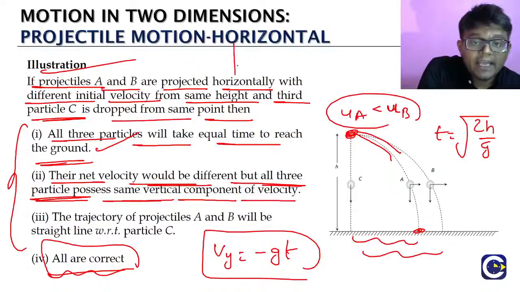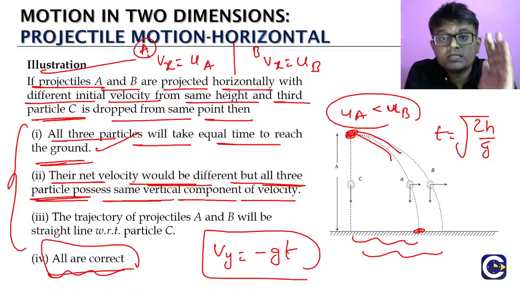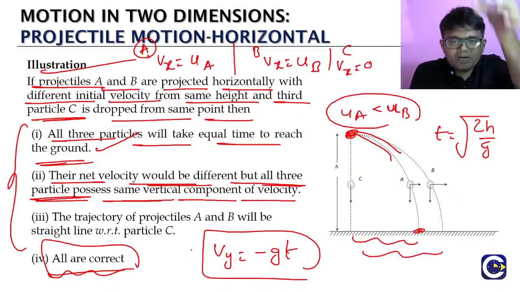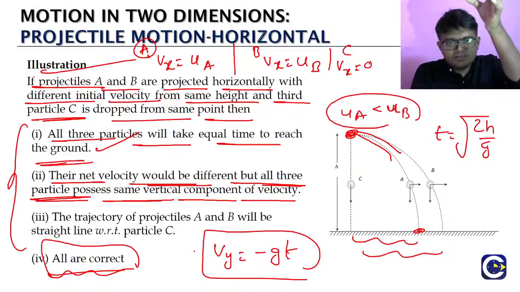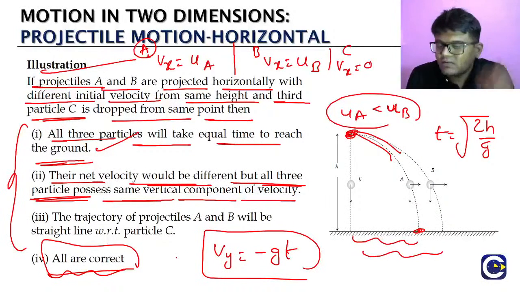So for A, what is the Vx value? It is equal to UA. It is going to be constant throughout the motion. For B, what is the Vx value? It will be UB, whatever is the initial velocity we have given for B horizontally. For C, what is the Vx value? 0, because you are simply dropping it, right? For the object which is dropped, initially the horizontal velocity is 0, and the vertical velocity is also 0.